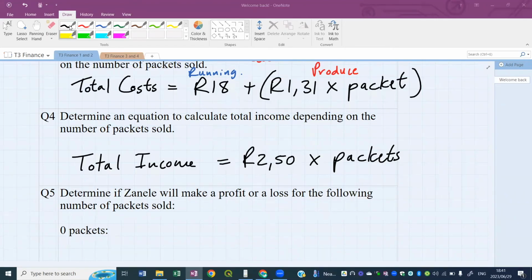Okay, just remember that to work out profit, you need to take your selling price. Okay, think of this as when you sell, you get income, and you've got to take your selling price minus your cost price. Okay.